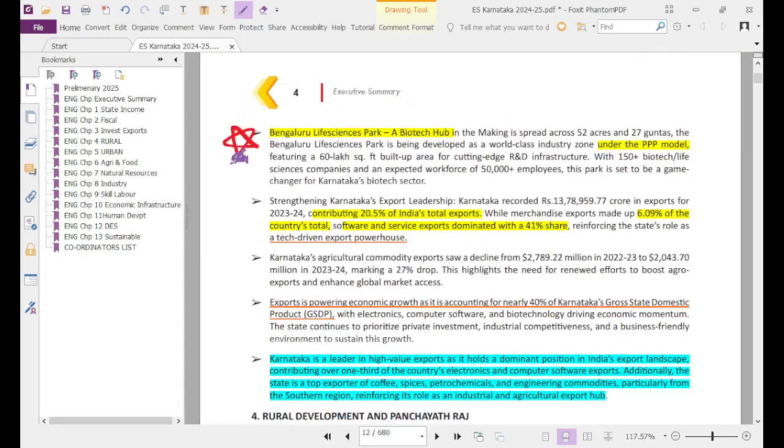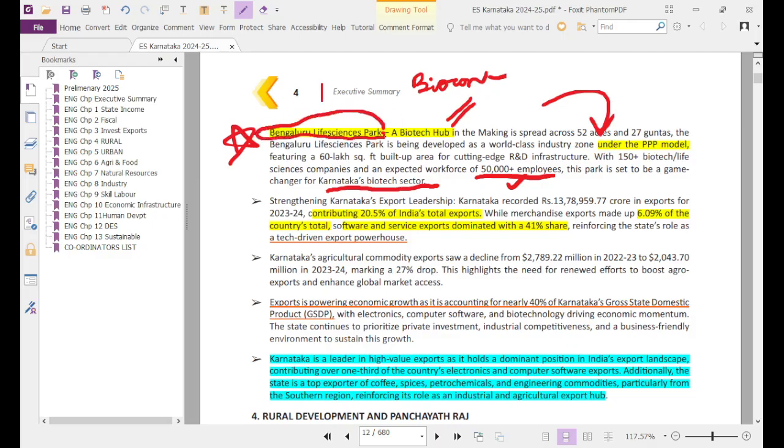Especially this is important also: Bangalore Life Science Park, a biotech hub, which is running on a PPP model, public private partnership, to enhance skill development with so many employees. A game changer for the Karnataka biotech story. We have the famous Biocon company here by Kiran Majumdar. Bangalore has been a biotech hub, and therefore Bangalore Life Science Park has been established to further the progress.